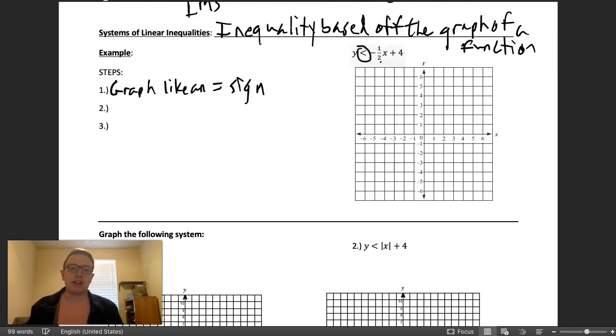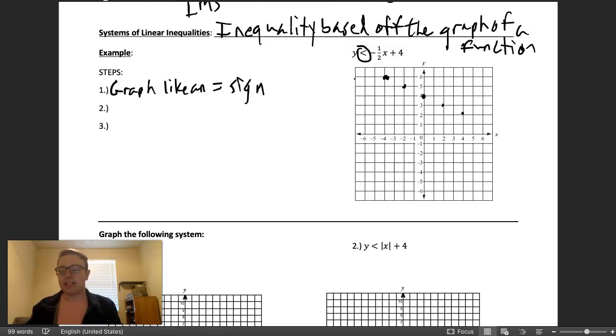So how do we graph this? Well, it's negative 1/2 x plus 4. If this was y is equal to negative 1/2 x plus 4, we'd go all the way up to 4. We'd go down 1 over 2, down 1 over 2, and we'd have our graph somewhere along this line.